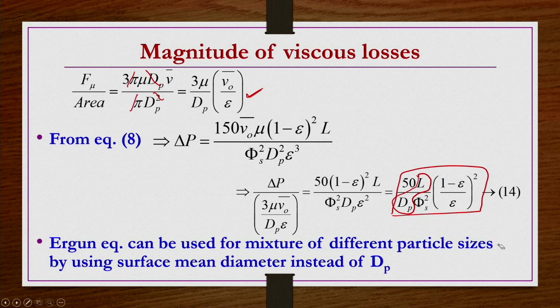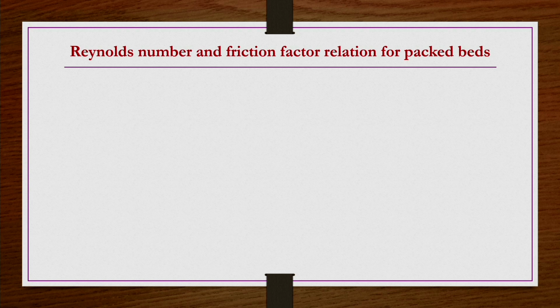So, the Ergun equation can be used for a mixture of different particle sizes by using the surface mean diameter instead of dP, simply that is it. Okay. So, now here the pressure drop equations, whatever we have derived here, we derived the Kozeny-Carman equation, we have derived the Burke-Plummer equation, and then the Ergun equation we have written. So, all these equations are in a kind of dimensional form, right.